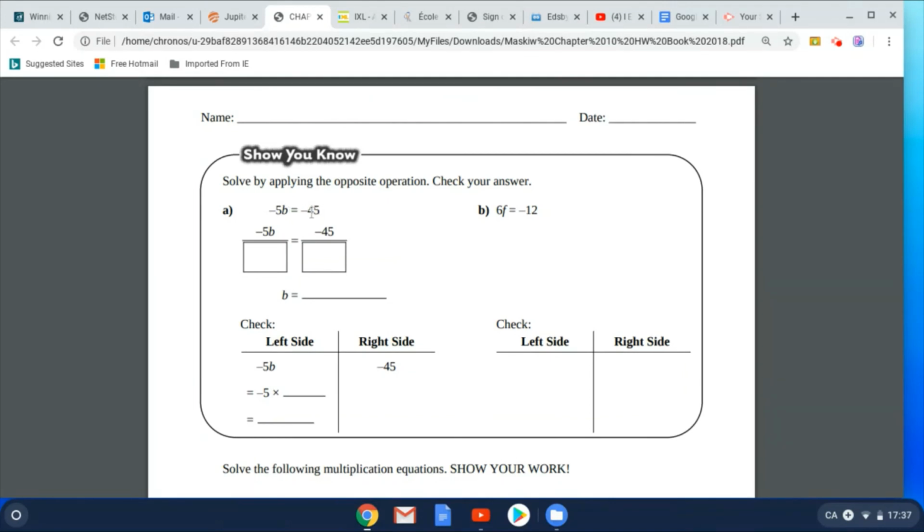Well, the opposite of times is divided by. So in order to get rid of this -5 here, I have to divide by -5. Whatever I do here, I have to do on the other side. So -45 divided by -5 is 9. I move on to the check. -5 times 9 does equal -45. I've got the correct answer. Same idea over here. I'll let you do that one on your own.